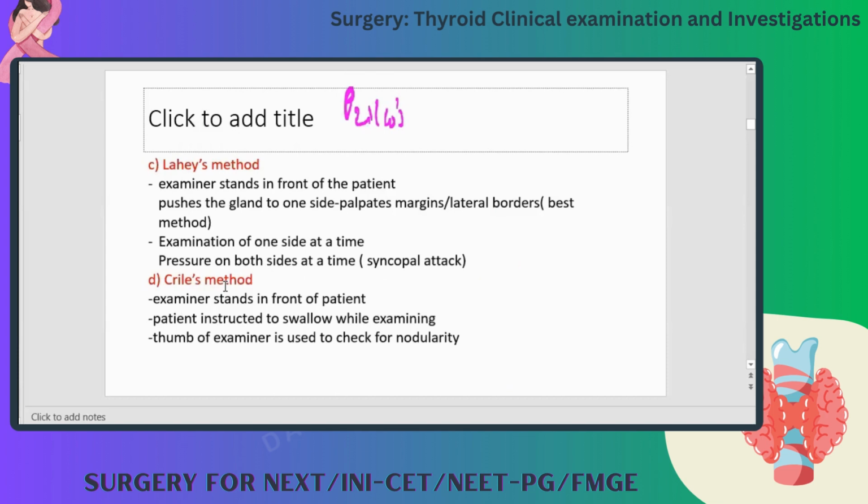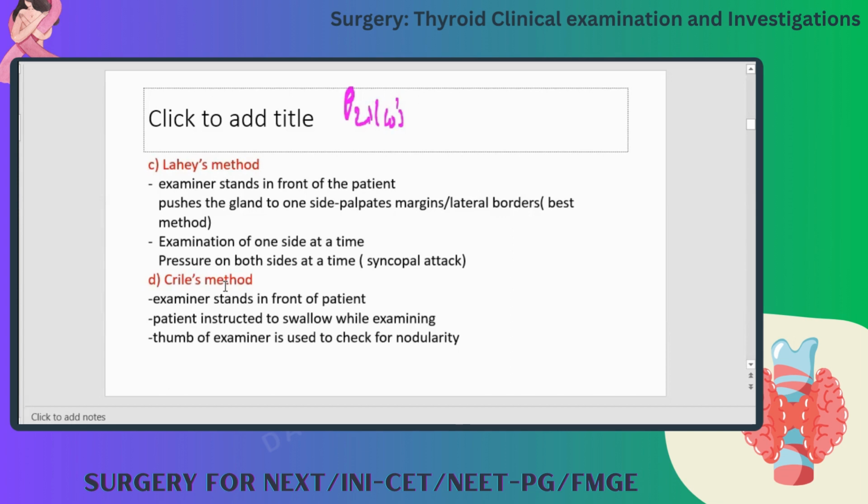We stand in front of the patient. Suppose I want to examine the right side. 2 lobes of thyroid are there. It is also connected with an isthmus. So I want to examine the right side of the thyroid. What I will do is push the right side to the right, and with the left hand I will palpate it. In the same way for the left, I will push it to the left, and with the right hand I will palpate. This is Lahey's method. Okay.